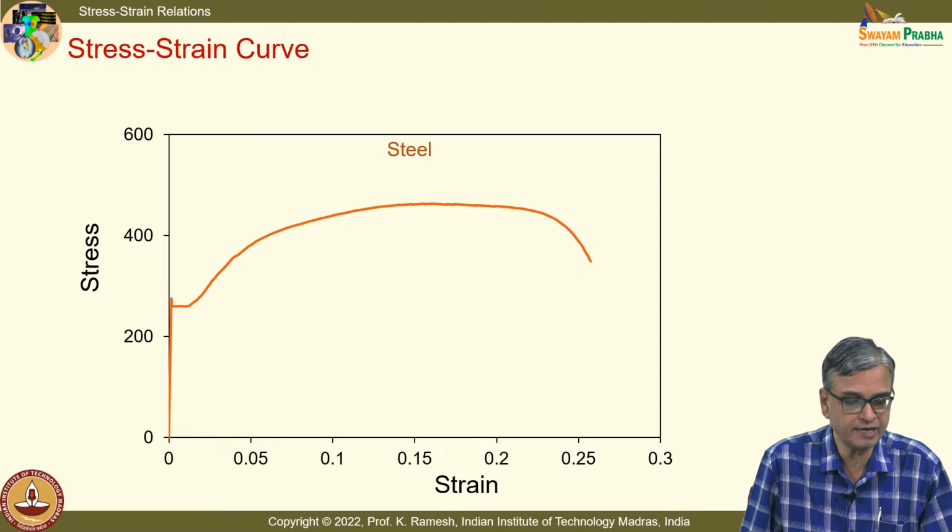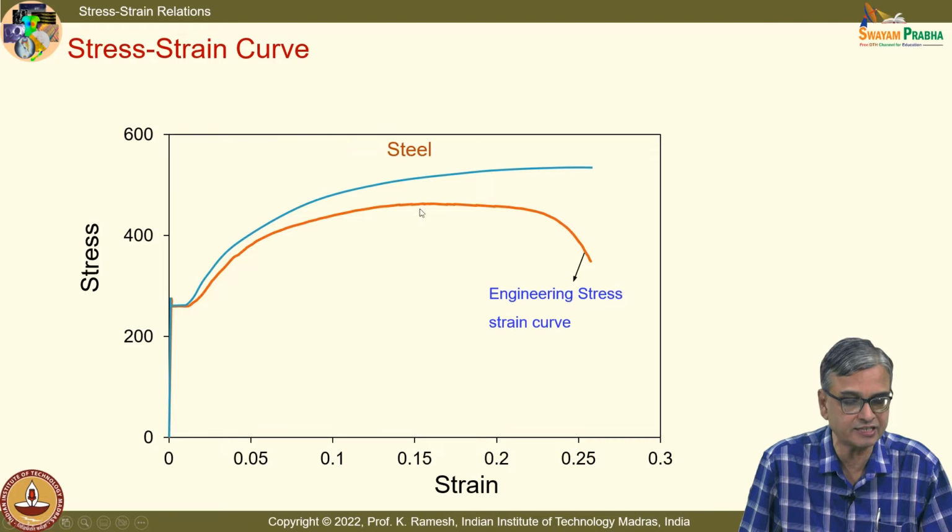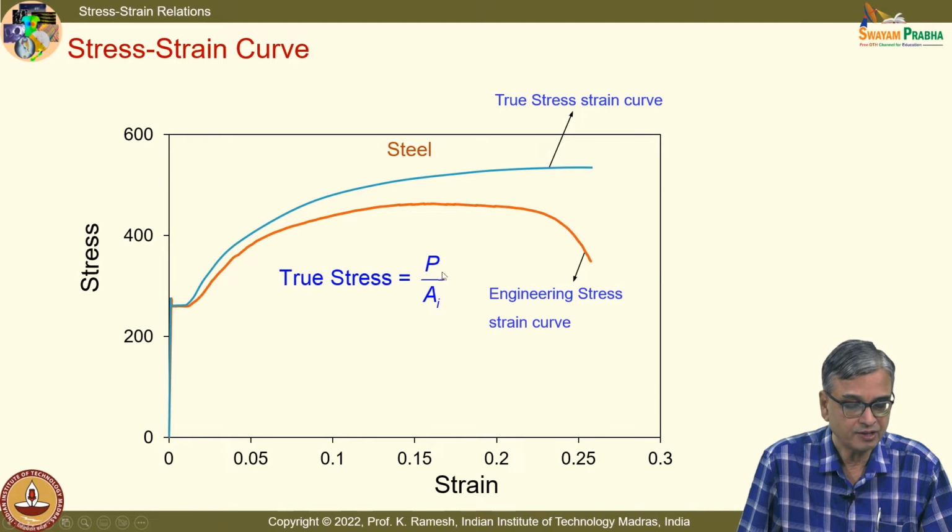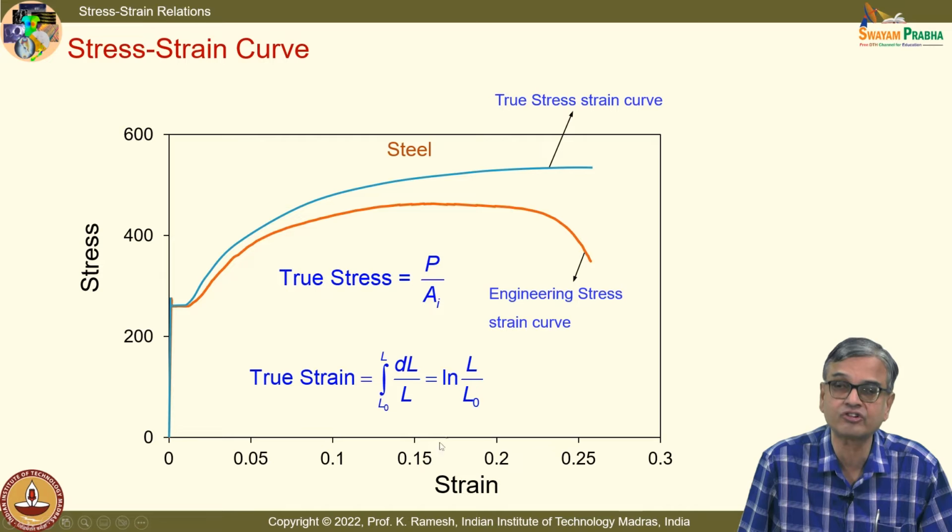And we have also looked at that there is a drastic reduction of the cross section when the material reaches the necking point. So, it is better that you consider the variation in the cross section, and if you plot the true stress as P by A_i, where A_i is the current area of cross section, and also define strain as the integral of dl by l from L naught to L, that is ln of L by L naught, you have a true stress-strain graph. Instead of drooping down after necking, this will increase until the ultimate tensile strength.